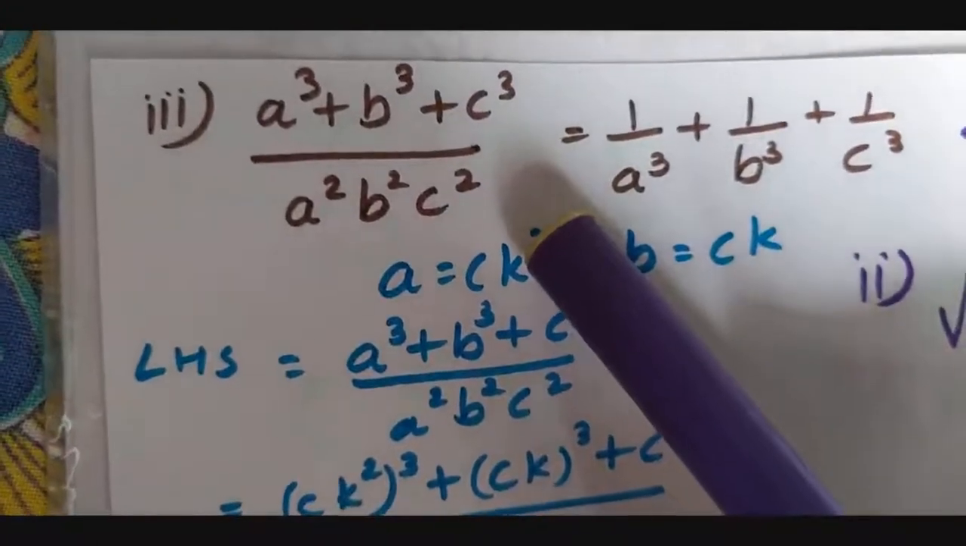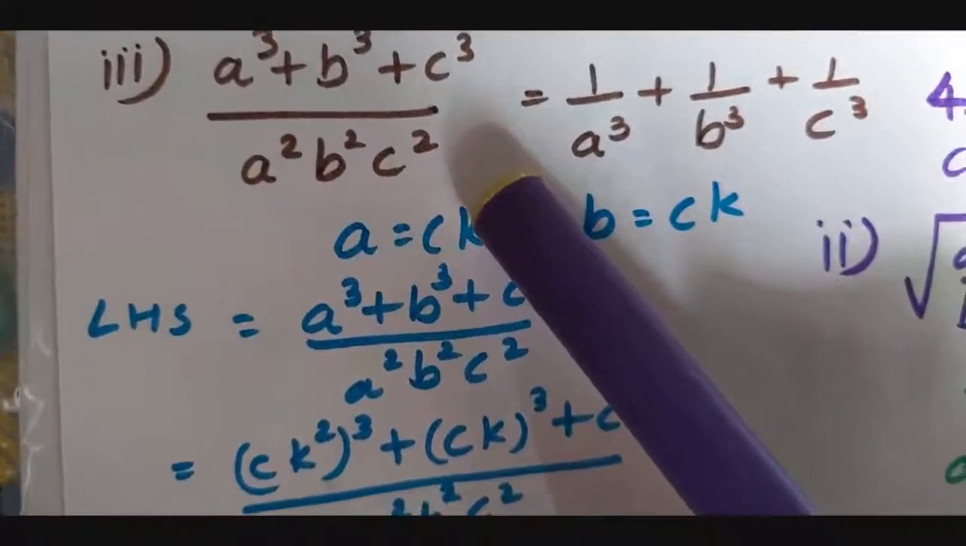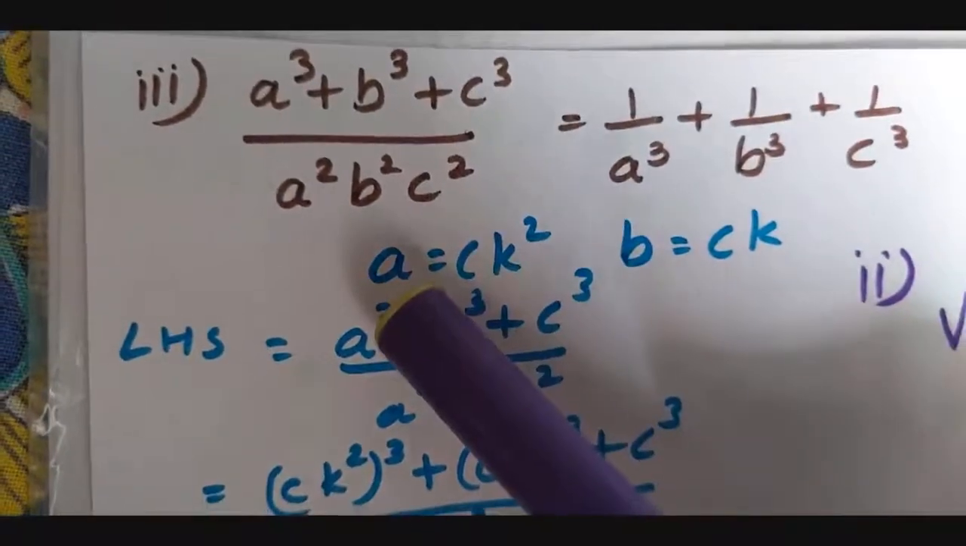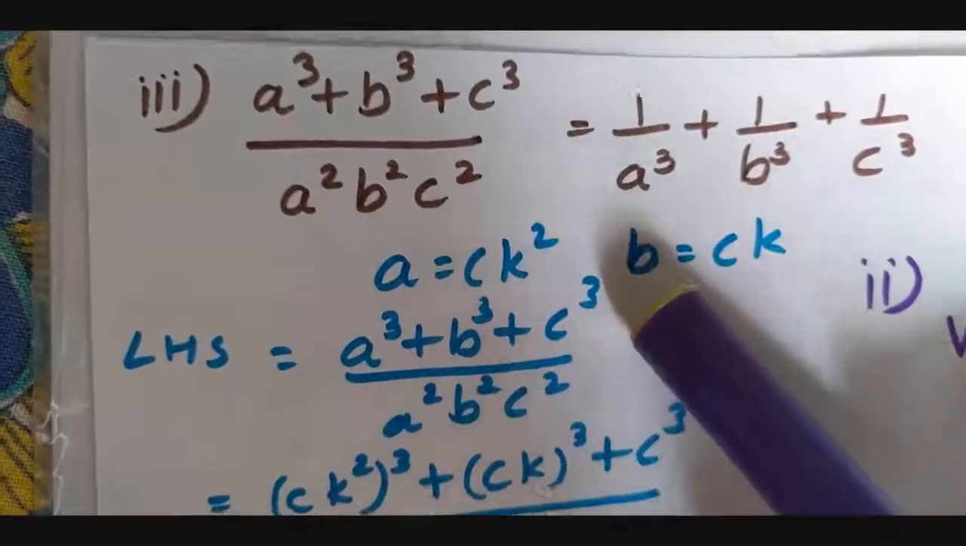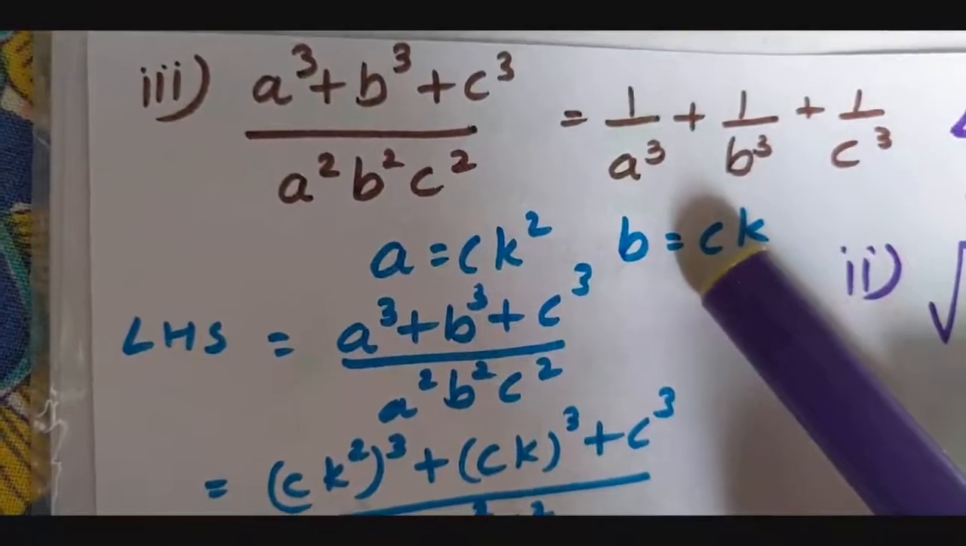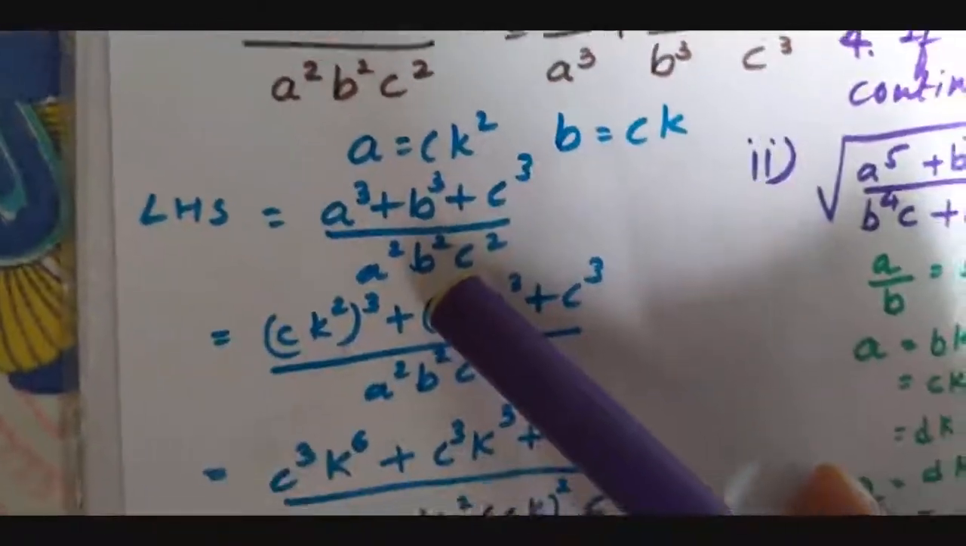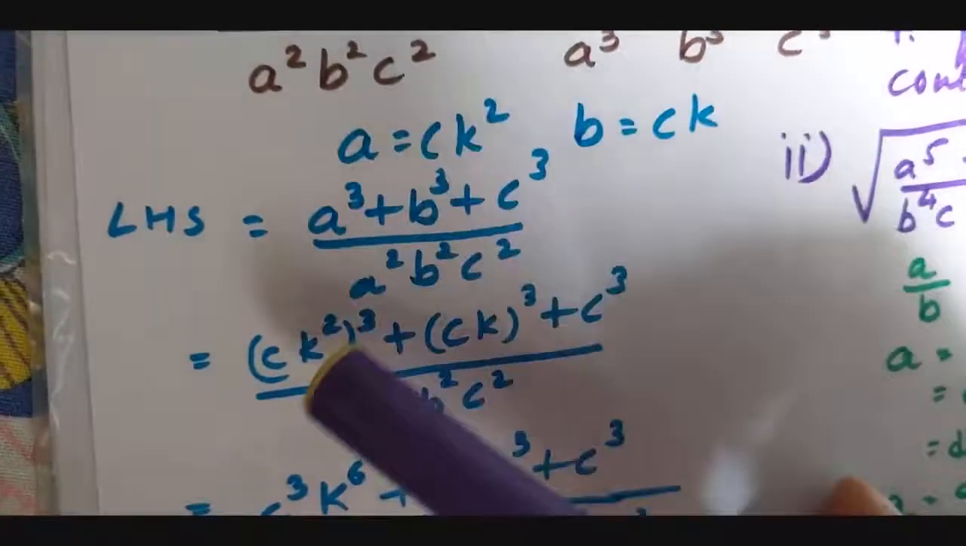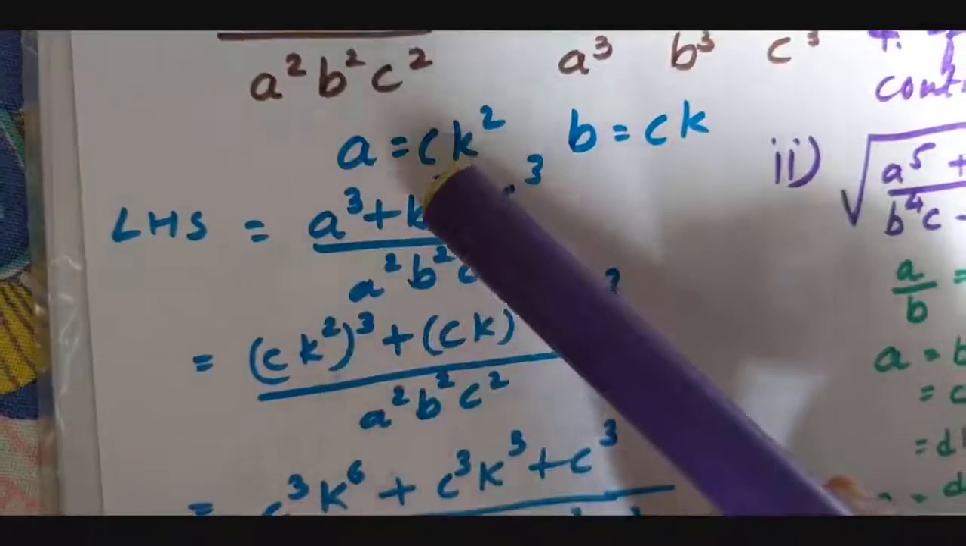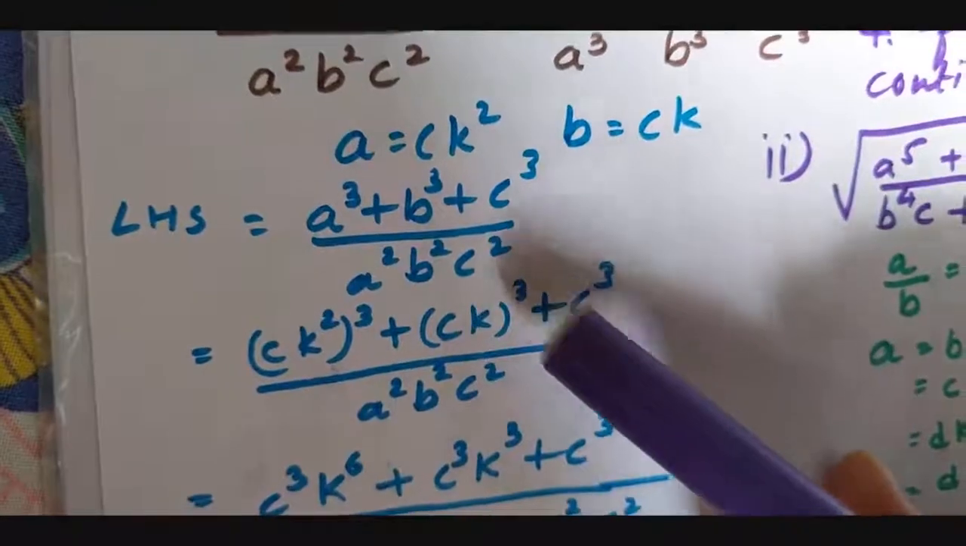It means a, b, c are in continued proportion, that is, the question is the same. So I wrote values a as ck^2 and b as ck, that we have already got in our question number 2. Now I place the left hand side, a value is ck^2 and then cube, b is ck and then cube, c cube.